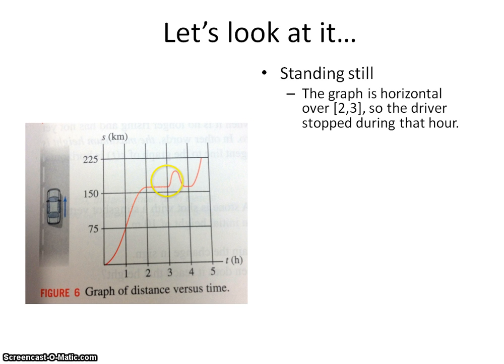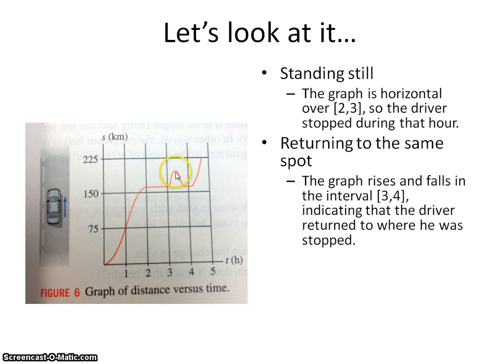And then the graph is horizontal over 2, 3. So my tangent lines are 0, which means the driver stopped. Maybe he stopped to get a cup of coffee or hang out a minute. And then he looks like he returned to the same spot here. So he was going and then he had to turn around. So maybe he forgot something.